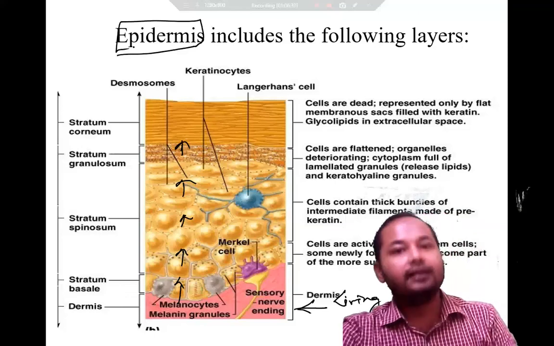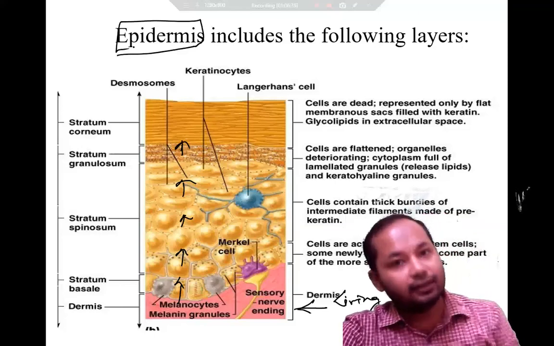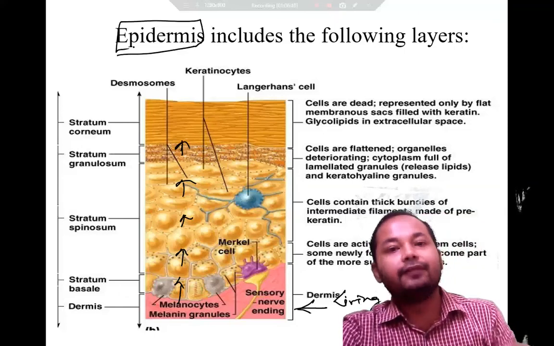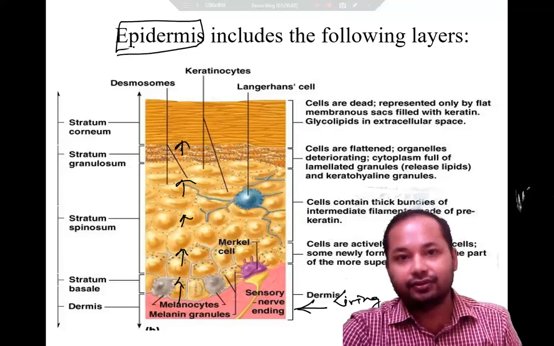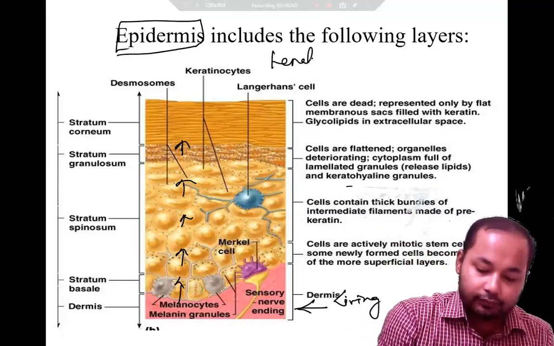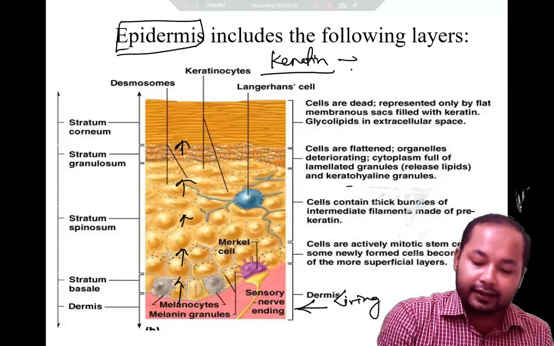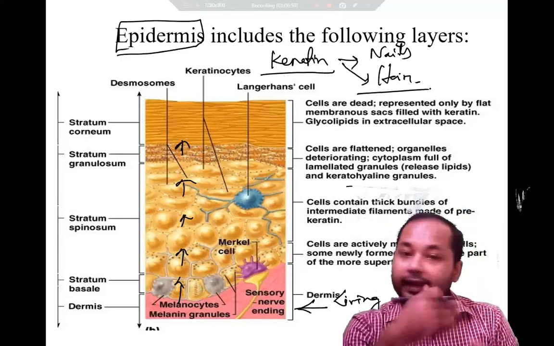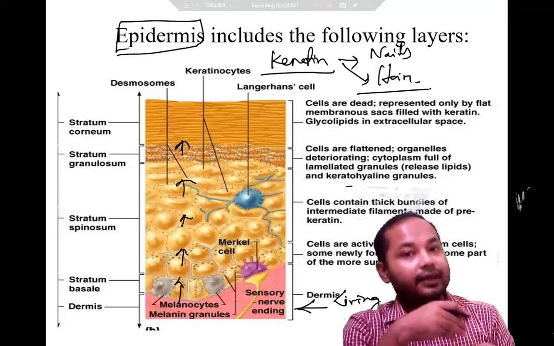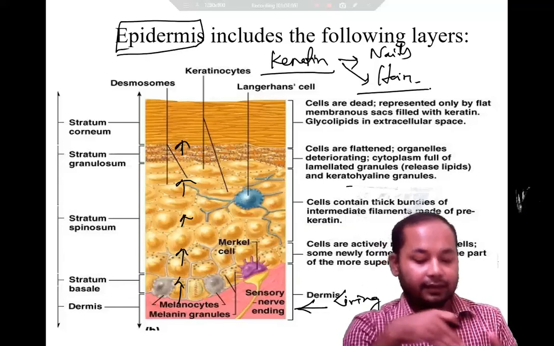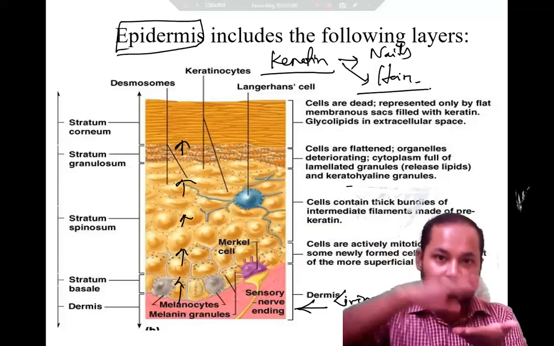The lowermost layer is living, and the uppermost layer, as it goes towards maturity, becomes non-living. What is finally left is its secretion, called keratin. In fact, keratin makes up your nails and also your hair. This is the same epidermis having a separate kind of secretion, or arranged in a different form, not in these parallel layers of strata.